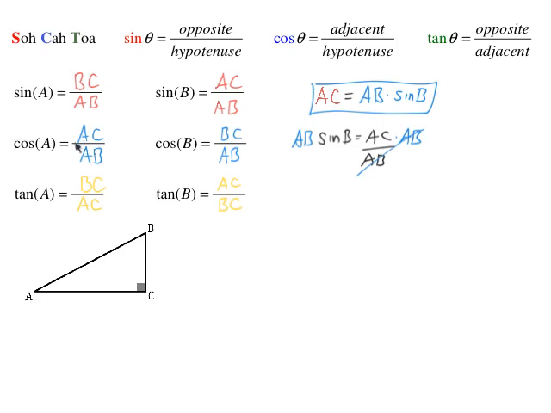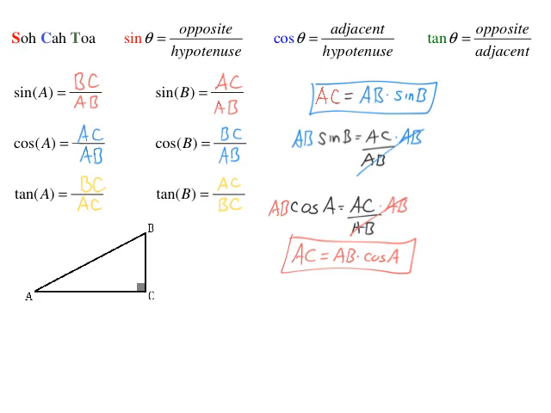But you could also use this one. Could I also see it as cosine of A is equal to AC over AB? And then from there, I can multiply both sides by AB. That disappears. And I could say that AC is also AB times cosine A. That is also equal to AC. There are different ways to find AC.